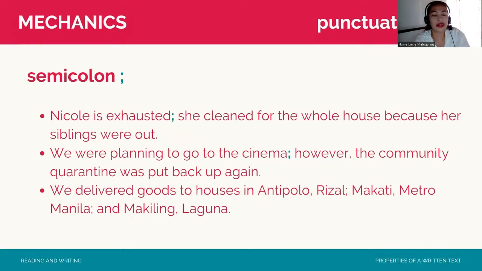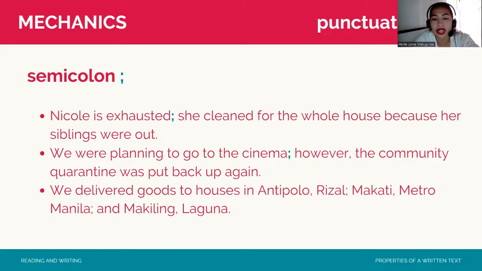Next is the correct use of semicolons. Semicolons join ideas that are related and equal in grammatical structure. In the first example, a semicolon is used between two related independent clauses, the first independent clause and the second independent clause. It acts as a substitute for a coordinating conjunction. In the second example, the semicolon is used to replace a period between related sentences.